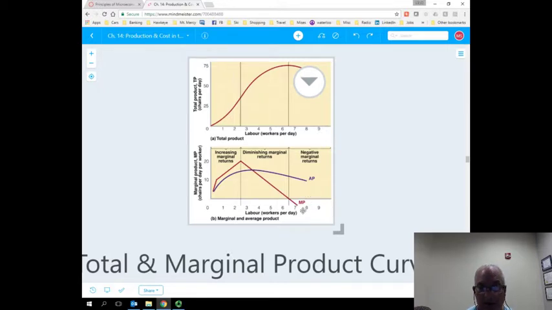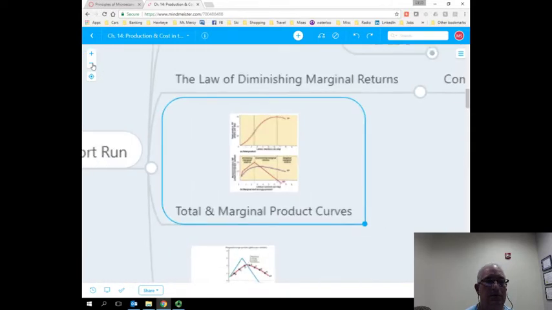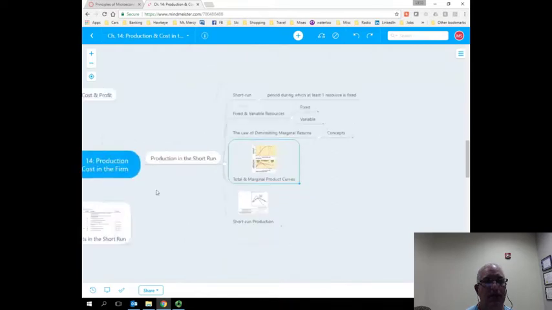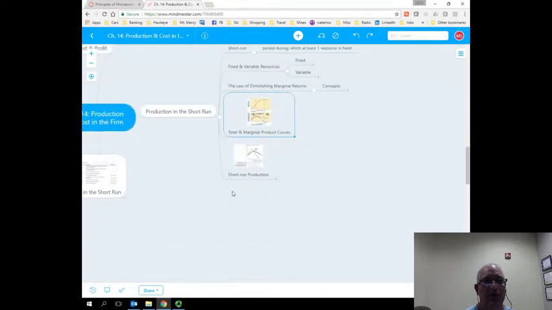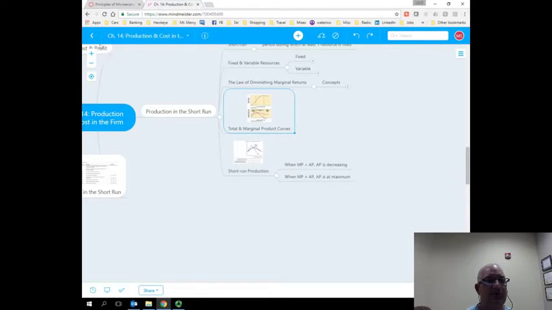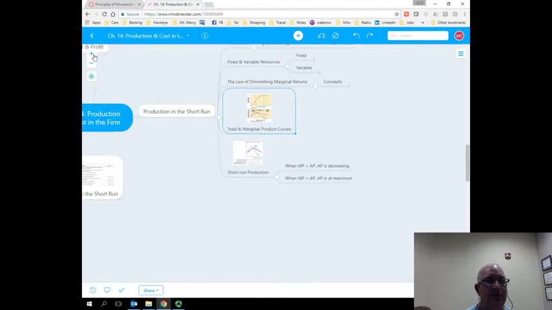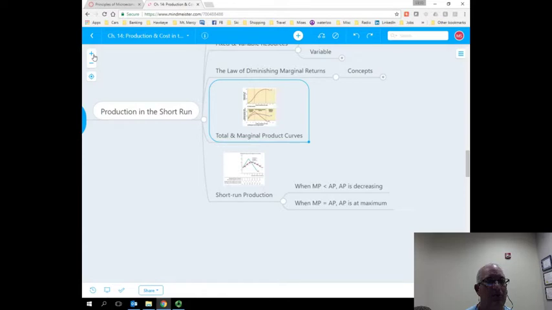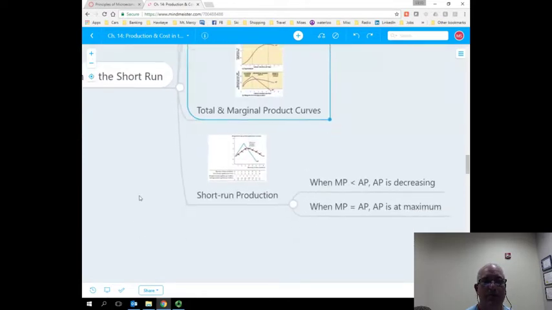Negative because we're below 0 here, diminishing because our marginal product's going down, and increasing here because our marginal product's going up. And then the last part of short-run production is just to give you some scenarios and what's going on at the different points.